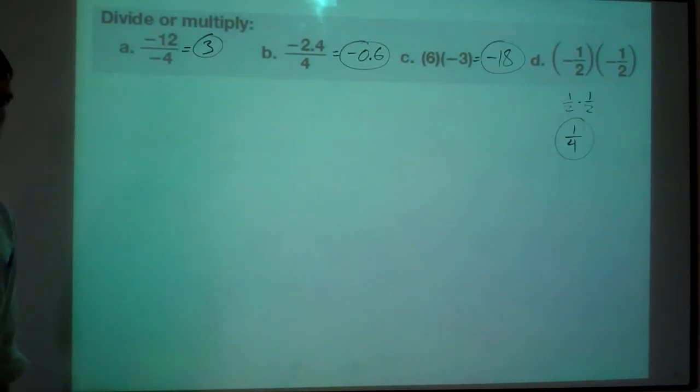Alright. So those are our basic multiplying and dividing rules. I think these are easier than the adding and subtracting. But what we're going to do is combine all of these very soon. So we want to make sure we get these down.